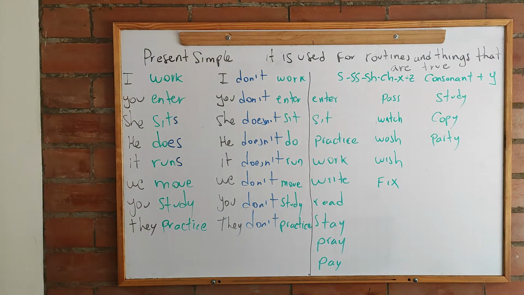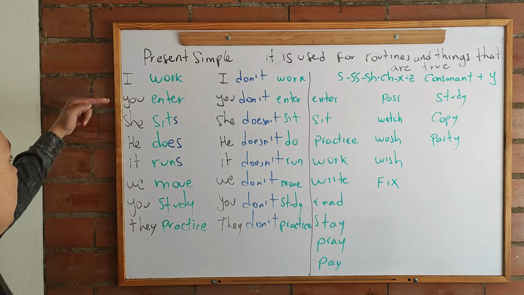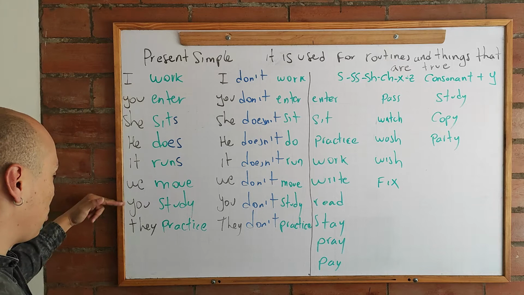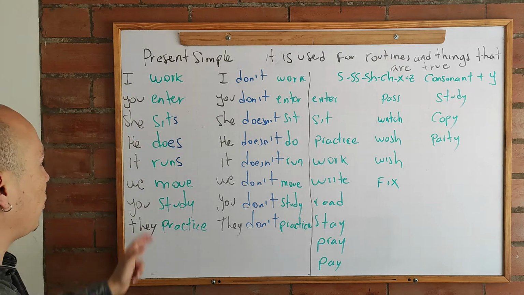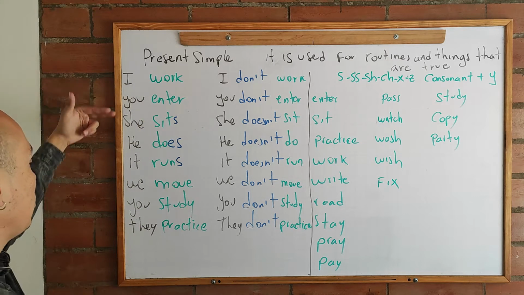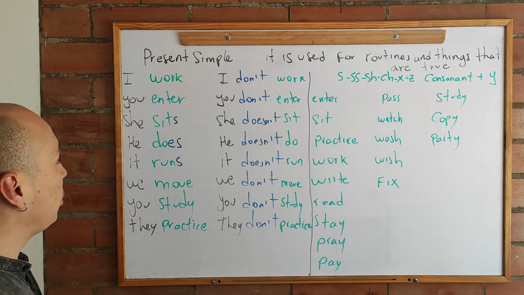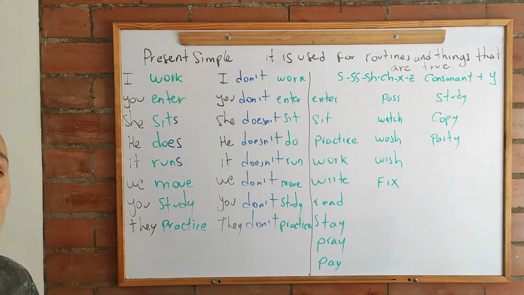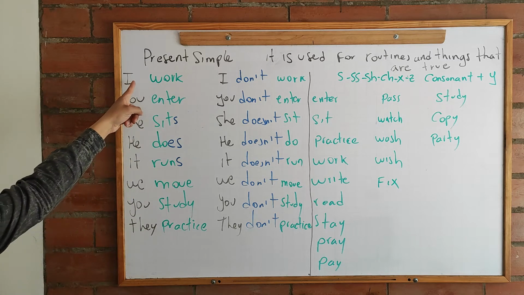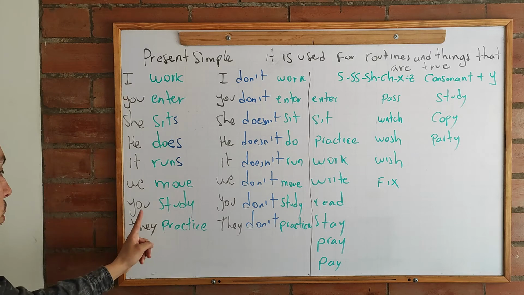Those things are true. How are we going to use the present simple? The present simple is going to have only two possible conjugations in English, which are going to be one for first person, second person, and plural, and the other for the third person. For the first person, second person, and plural, the conjugation is going to be extremely simple. If you find a verb in English, let's say you find to buy, in order to conjugate it, you simply remove the to, and that's it, I buy. So in here you say I work, you enter, we move, you study, and they practice.